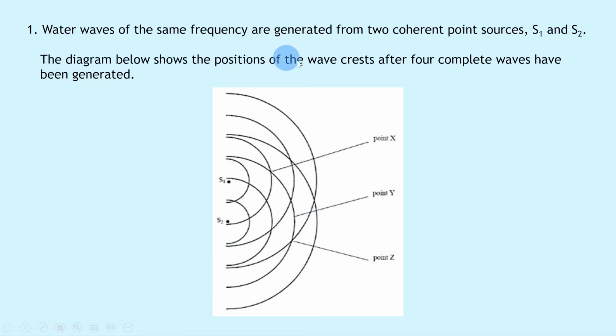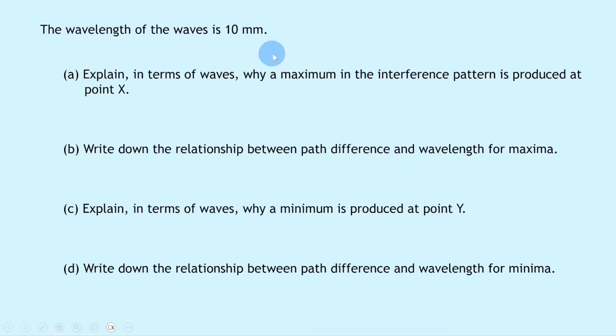So let's get started. Question 1 says water waves of the same frequency are generated from two coherent point sources S1 and S2. The diagram below shows the positions of the wave crests after 4 complete waves have been generated. So there's the sources S1 and S2, and we've got these circular wave patterns produced and they're overlapping. We've then got point X labelled here, point Y here and point Z here. It then says the wavelength of the waves is 10 mm.